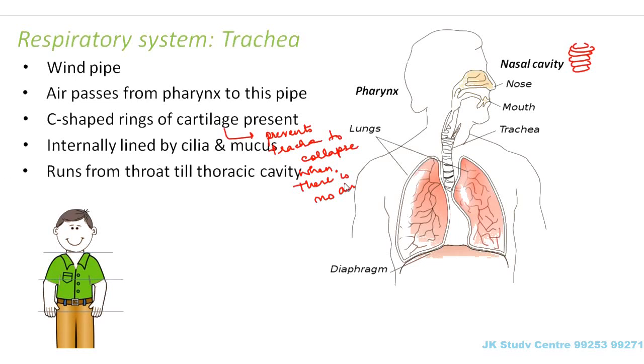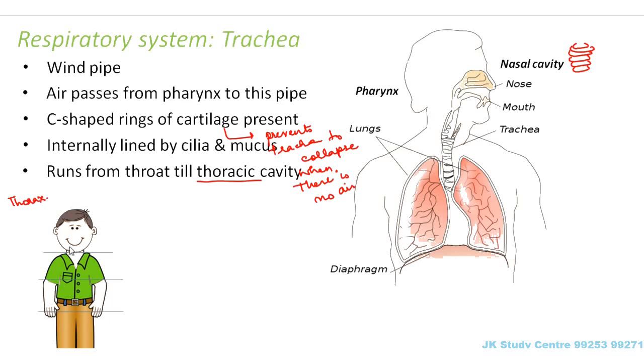The trachea runs from the throat till the thoracic cavity. So the trachea starts from the throat. So you can see it is starting from somewhere here from the throat and it runs till the thoracic cavity. Now the question is, what is thoracic cavity? The word thoracic has come from the word thorax. So let us see what is thorax.